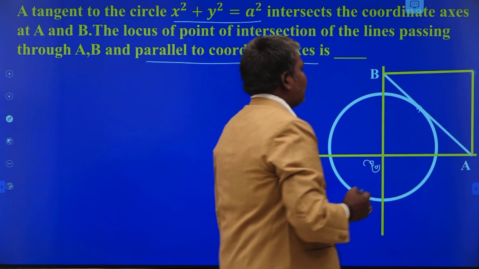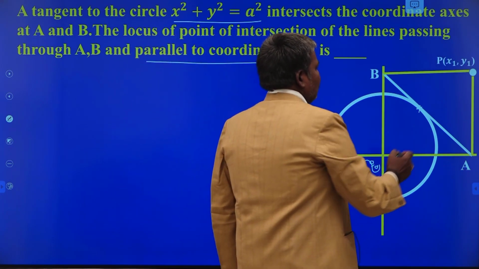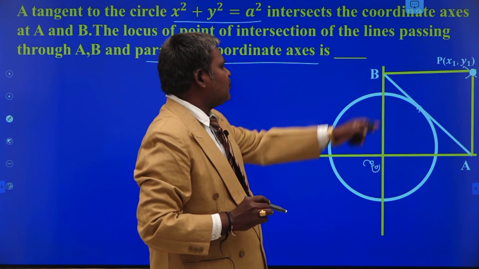They intersect at that point P. Its coordinates are say x1, y1. We are going to find out the locus of that P. Why is that point varying?